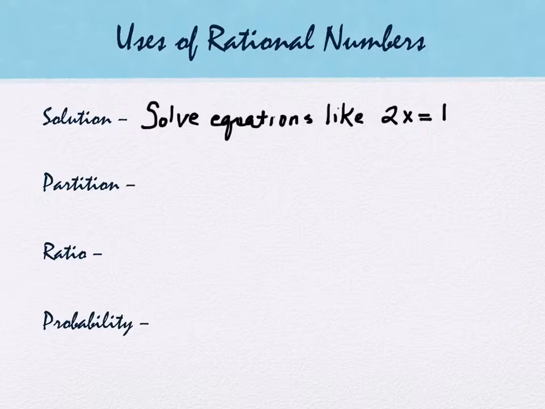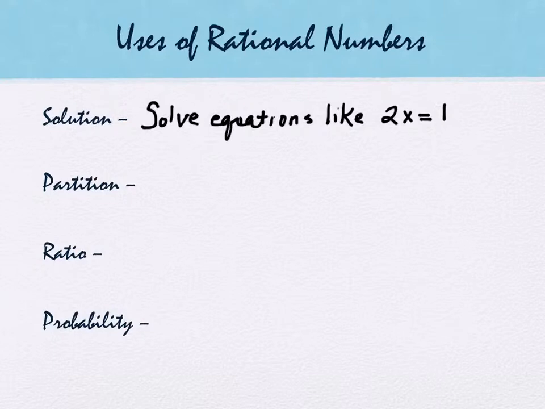If I put in 0, 2 times 0 is 0. If I put in 1, 2 times 1 is 2. And I just skipped right over what this is supposed to equal, which is 1. So I don't have the ability to solve this problem if I don't have rational numbers. So that's one of the uses of rational numbers.